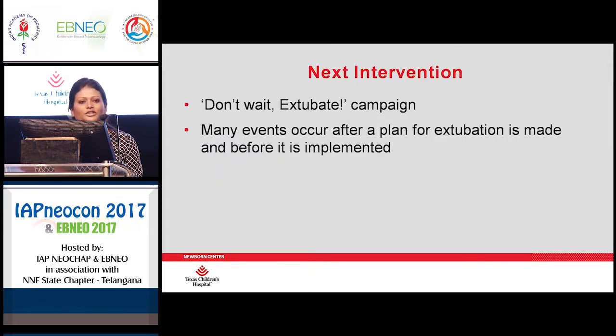One of the things that they noticed from interviewing staff is that often teams make plans on rounds, and they'll say, this baby is ready for extubation, let's do it after rounds, or let's do it after lunch, let's do it in the afternoon after my meeting, or I don't want the weekend team to deal with it, let's leave him intubated, and on Monday we'll extubate him. So their next campaign is called Don't Wait, Extubate. They want babies to be extubated as soon as the decision is made, implying that as soon as they meet the criteria and not at a scheduled time.